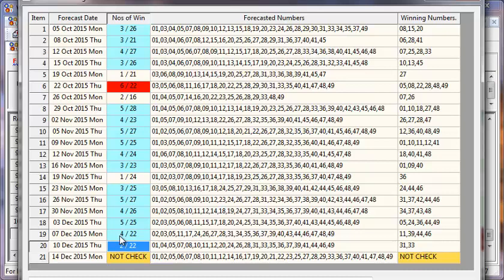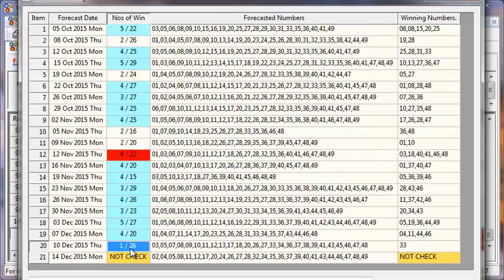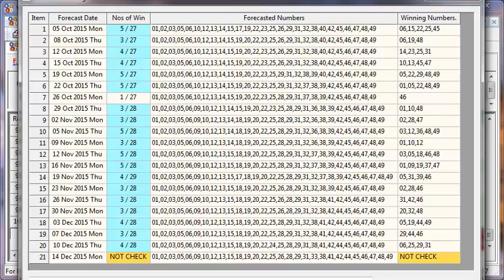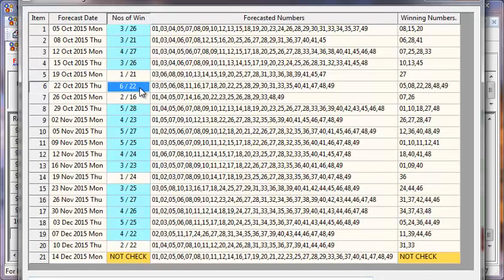Alright, now let's take a look at the next scan called the left scan. Left scan got 26 numbers, forecasted on the 10th, meant for the 14th, but only 1 appear. Alright, let's take a look at the right scan. Right scan out 26 only 2.